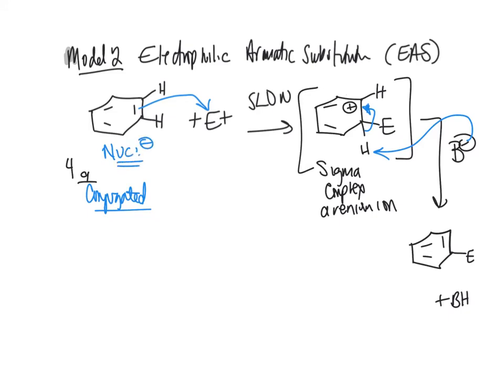Explain why the first step is the slow step. Well, that means the activation energy is high. And it will be. You're breaking up an aromatic system. You're making this carbon right here an sp3 carbon. So that is going to be a high activation energy.